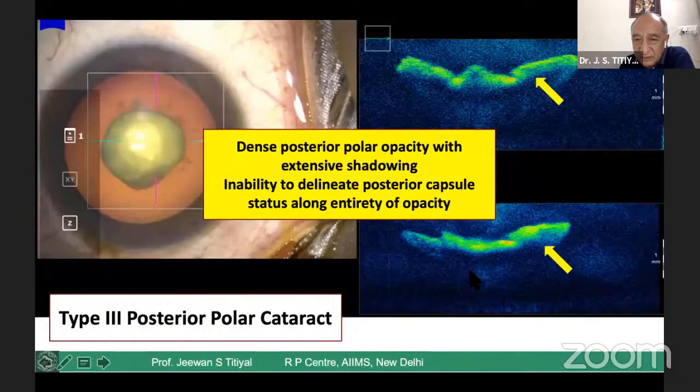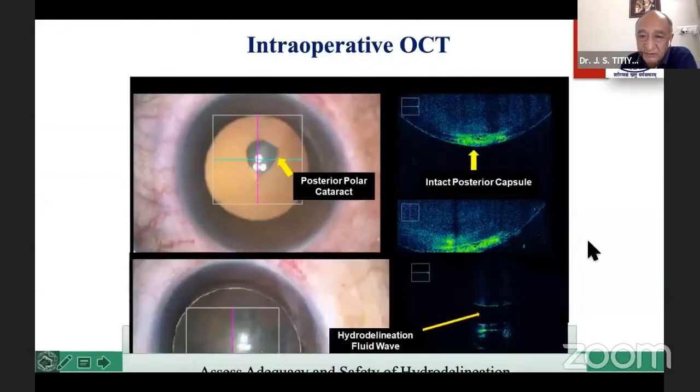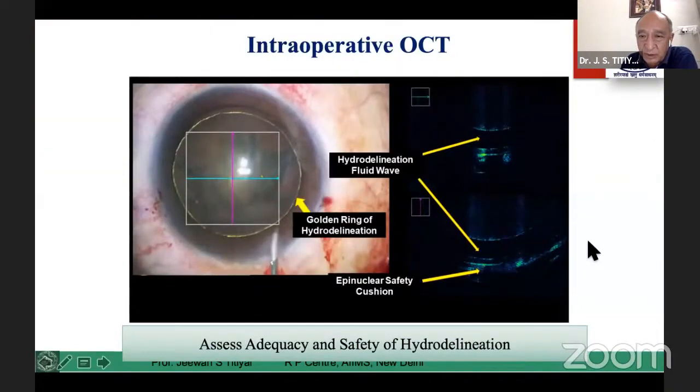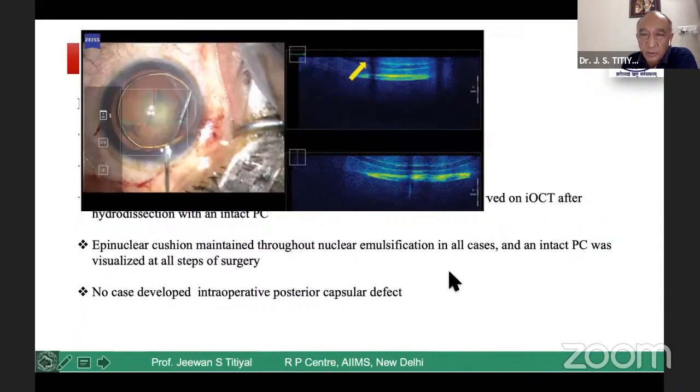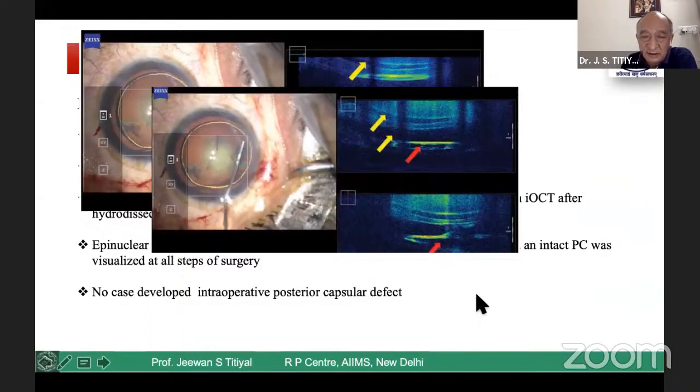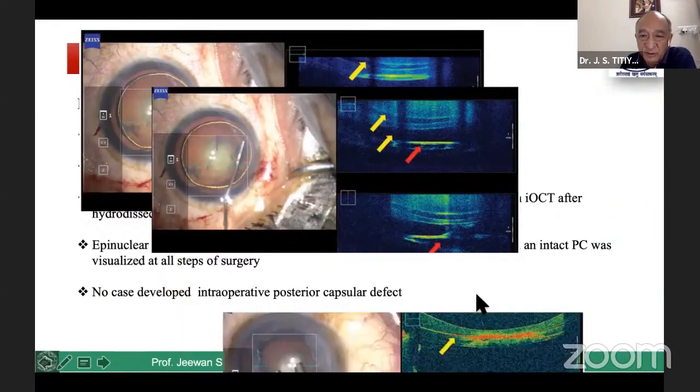This is type 3, where the entire range of the posterior capsule cannot be picked up by your OCT because there's a shadow and this posterior polar disc is very, very thick. So you have high chances of posterior capsular rupture happening in these cases. So type 1, we do hydrodissection and hydrodelineation both for safety. And type 2, type 3, we don't do hydrodissection, we do just hydrodelineation. And that is decided by the picture you see on the table.